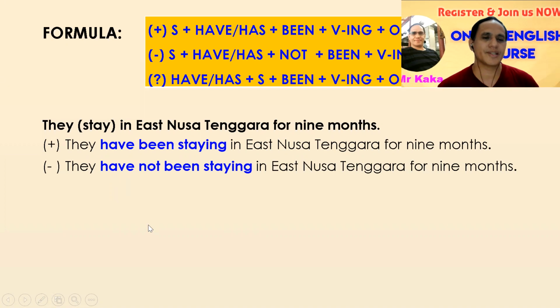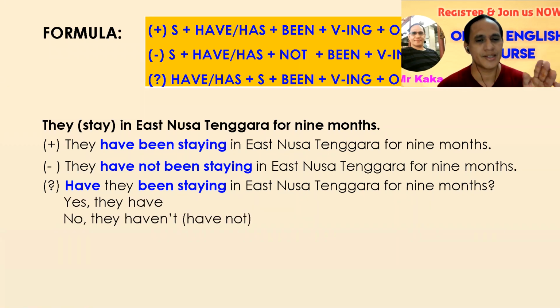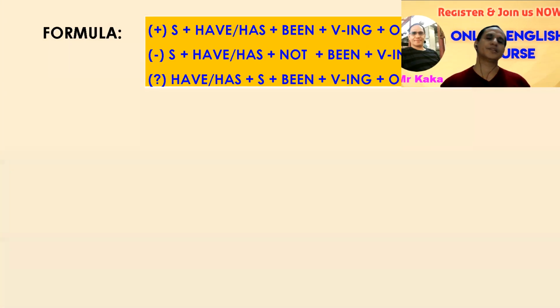Okay, and then if you want to change the sentence into the negative form, it will be they have not been staying in East Nusa Tenggara for 9 months, right? Okay, and then what about the interrogative form? The interrogative form of present perfect continuous tense for this sentence will be have they been staying in East Nusa Tenggara for 9 months? Yeah, if yes, you will answer yes, they have. If no, then you will say no, they haven't, right? Okay, everybody, let's go to the next example of present perfect continuous tense, right?